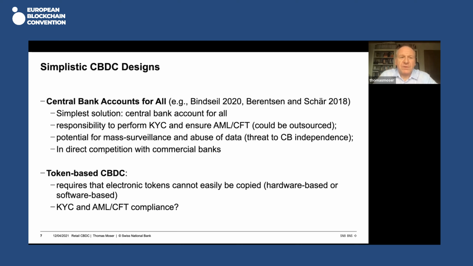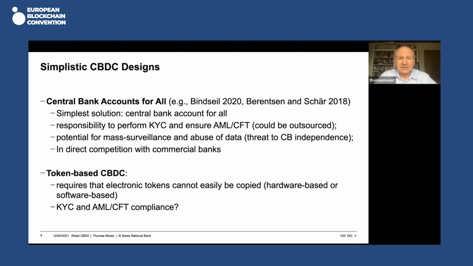Now, how could we issue a CBDC? Along those lines, the most simple way to do it would be to say, okay, let's just have an account at the central bank for everyone. So instead of just commercial banks having deposit accounts at the central bank, everyone could do that. There are some proposals that go in that direction. It would be a very simple way to do it.